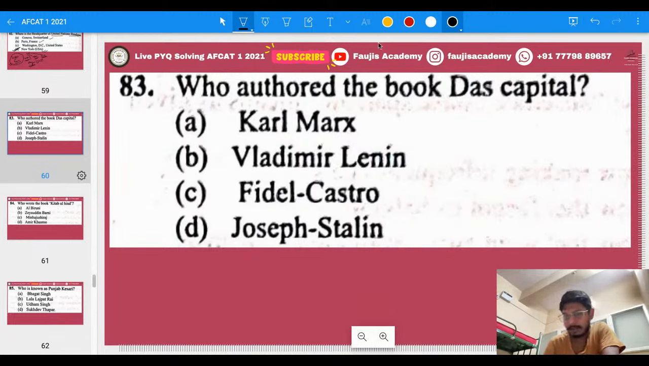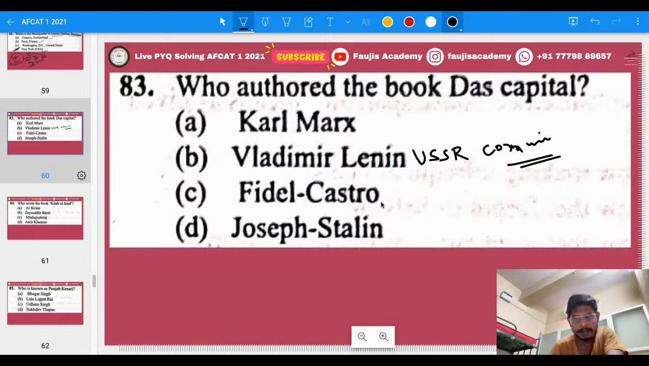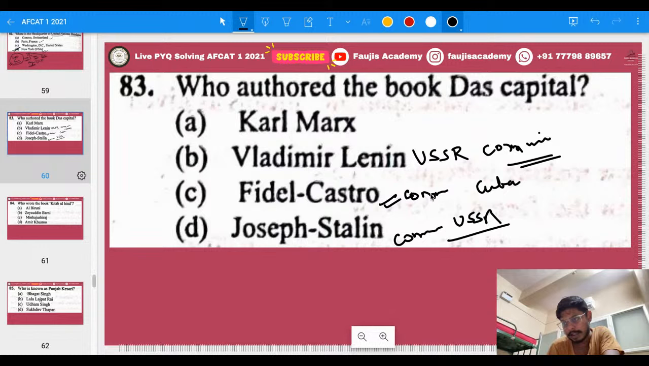Vladimir Lenin? No, Vladimir Lenin was from the USSR. He was a communist. Fidel Castro, again, was also a communist, and Fidel Castro was in Cuba. Joseph Stalin was also in the USSR. USSR stands for Union of Soviet Socialist Republics.